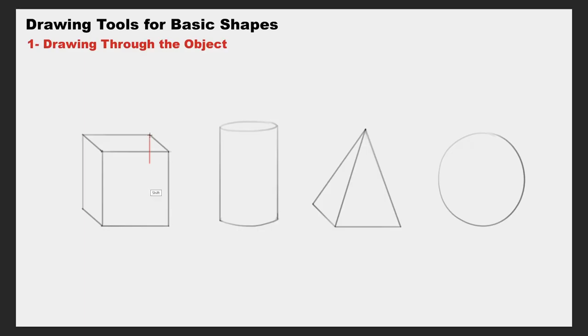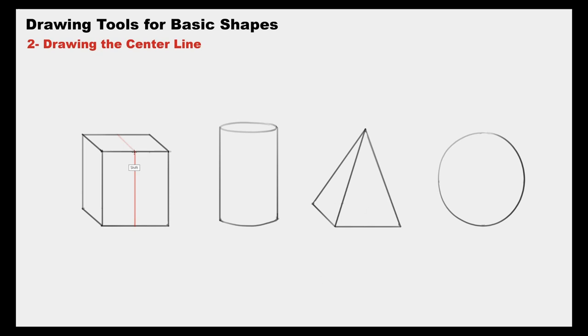The first tool we have is drawing through the object. Drawing through the object means drawing all the sides of the basic shape to show its 3D form and perspective. Drawing through the objects helps you determine the size of the form, its proportions, location, and how other forms around it connect to it. The second tool is to draw the center line.